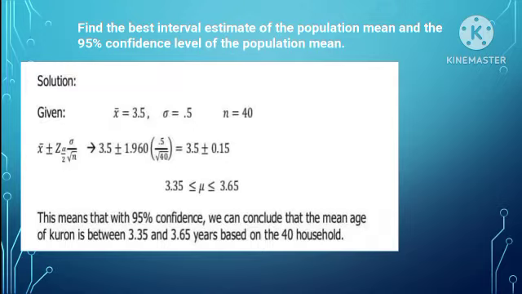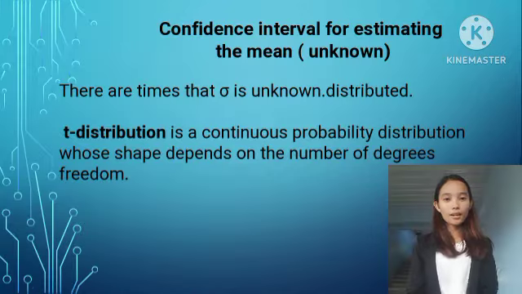So we have 3.35 less than the mean, which is less than 3.65. This means that with 95% confidence, we can conclude that the mean age of guron is between 3.35 and 3.65 years based on the 40 households.